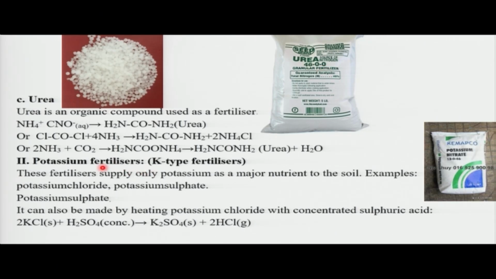Then we have been talking about the K-type fertilizers, basically which add the potassium in the soil. So we have potassium chloride, potassium sulfate, and we've seen how potassium sulfate can be obtained from potassium chloride.